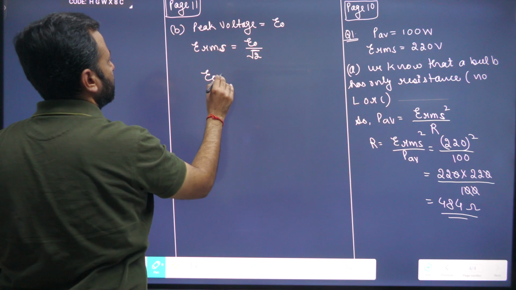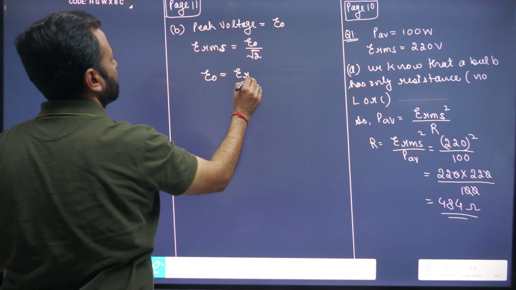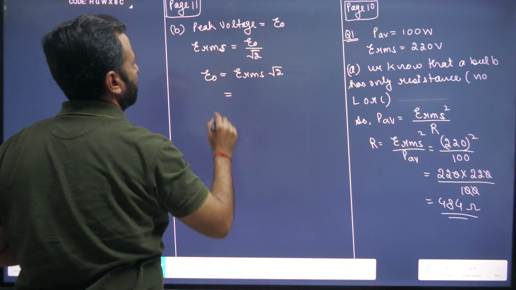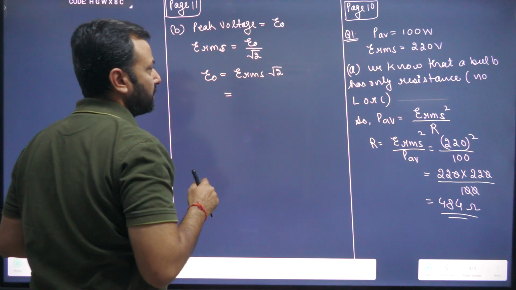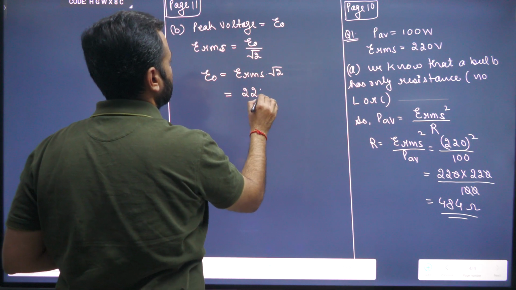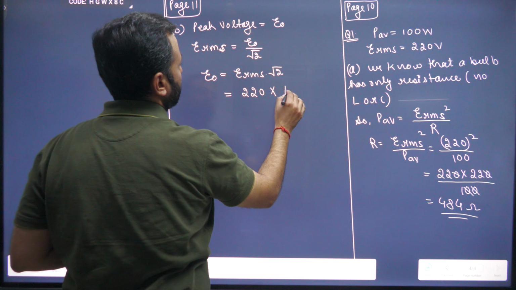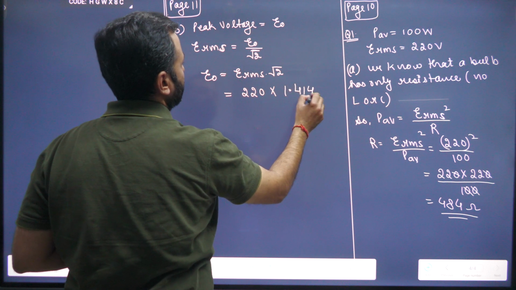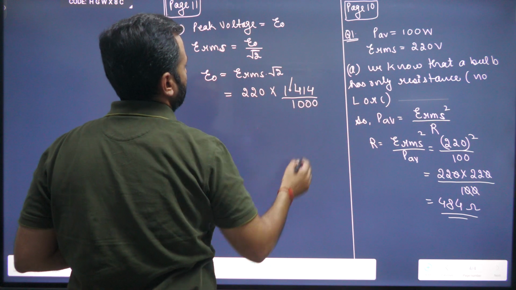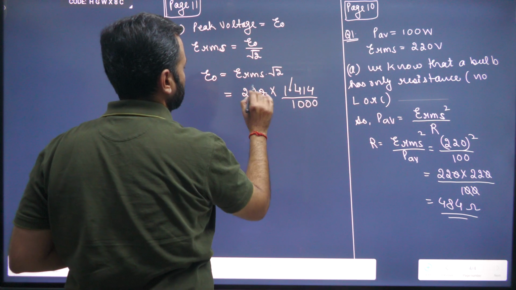So what is E naught? It is ERMS multiplied by root 2. What is ERMS? ERMS is 220 volt. And what is the value of root 2? It is 1.414. So if I remove the decimal from here, I will get 1000.